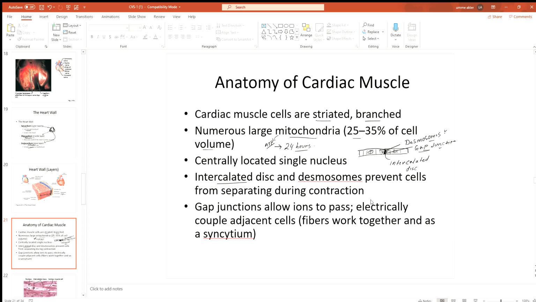So syncytium is a unit working together. Because of those two types of junctions, all heart muscle fibers can work together, exchange information quickly between them, and are strongly attached to each other.